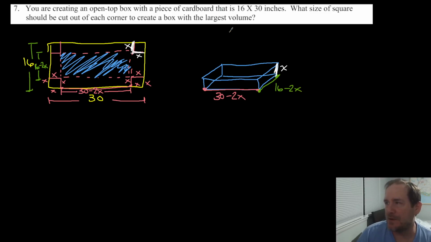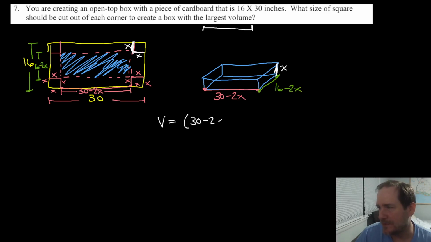And this problem is about getting to the largest possible volume. So that means the equation we want to optimize is our volume equation. And volume is length times width times height. So it should just be 30 minus 2x times 16 minus 2x times x. And that's our volume. And I would go ahead and expand this out before trying to differentiate.